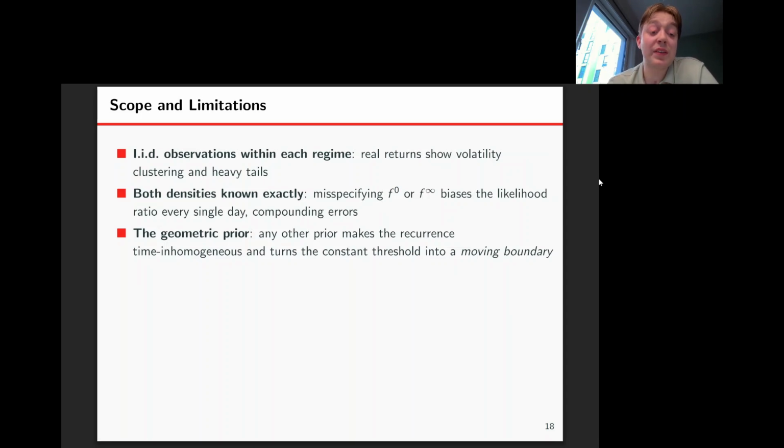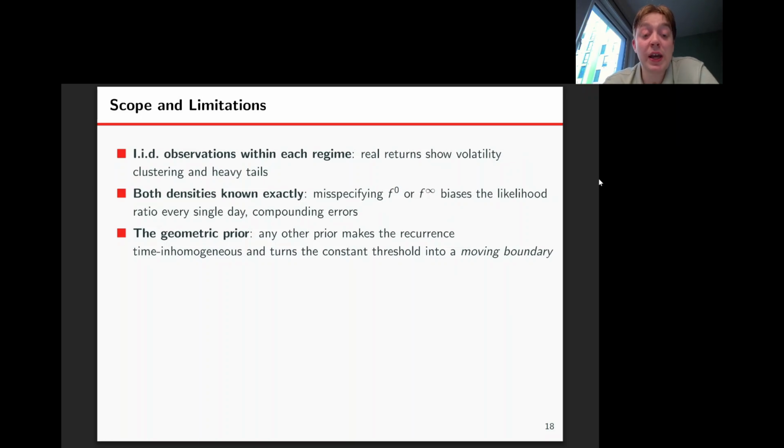We can also say that both our densities aren't known exactly, but we're assuming that we know them exactly. So if we even misspecify our disordered distribution F0 or our no disorder distribution F infinity, this will bias the likelihood ratio every single day. So, day by day, we'll just be compounding these distributional errors.